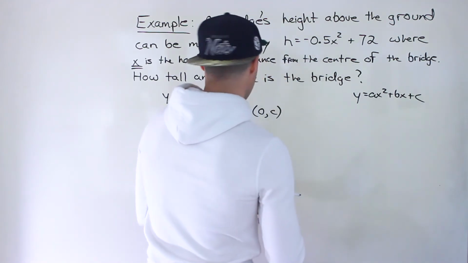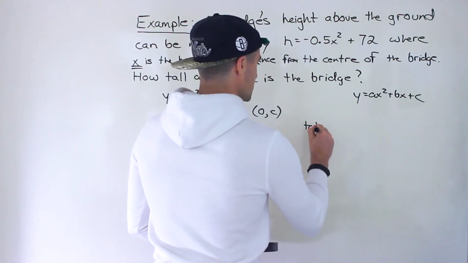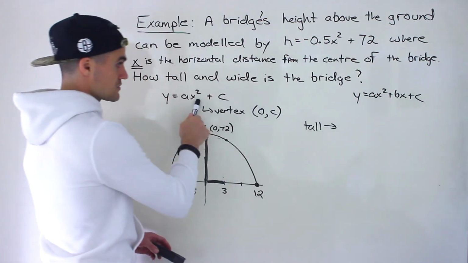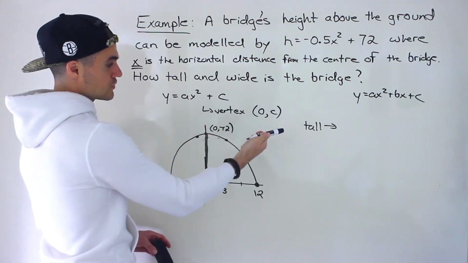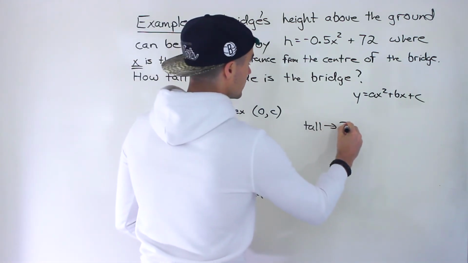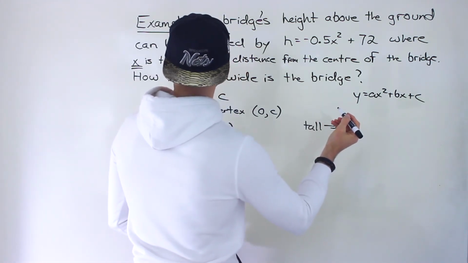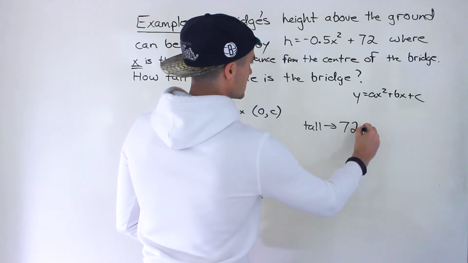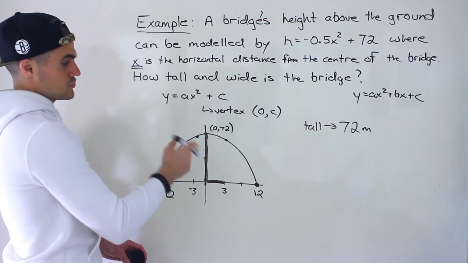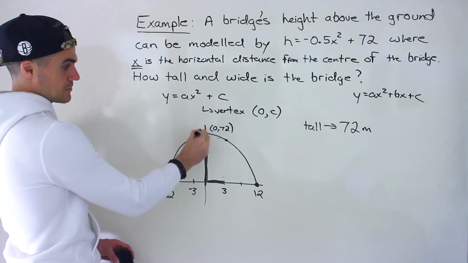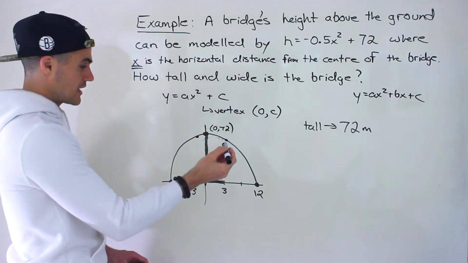And it's basically, how tall is it? Well, if the bridge is given in this format, it's always going to be the y value of the vertex. So in this case, it is 72. I don't know if we are given meters? Yeah, let's just pretend it's meters. Forgot to write that, right? So it's 72 meters tall, right? That's going to be the y value of the vertex.